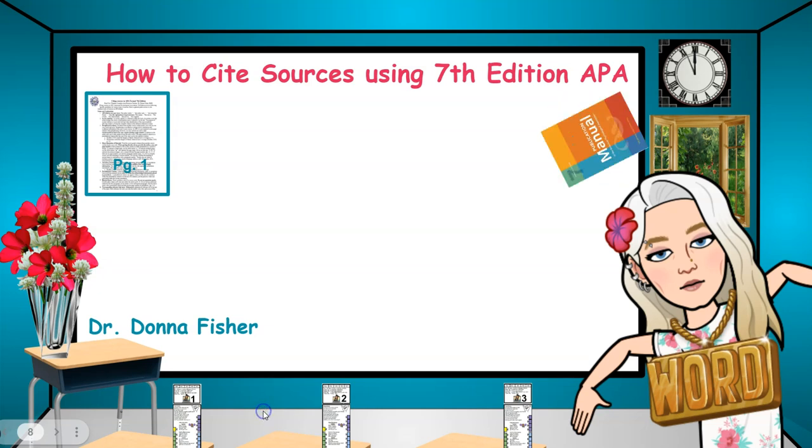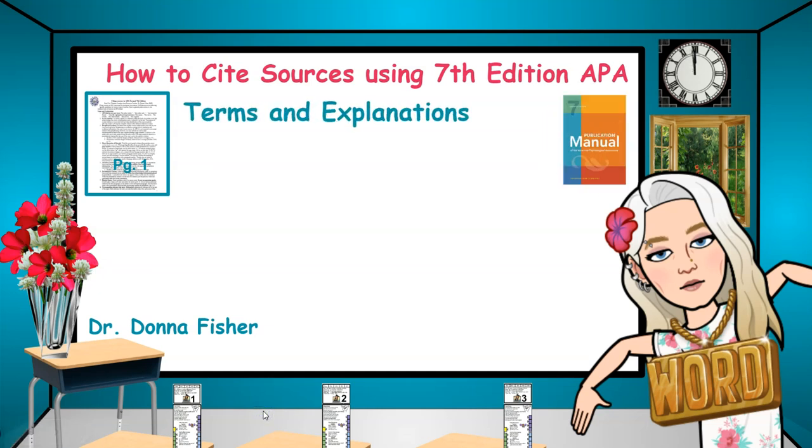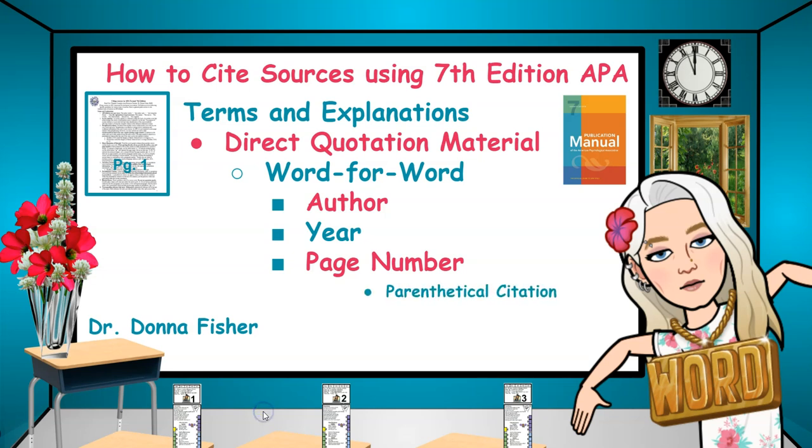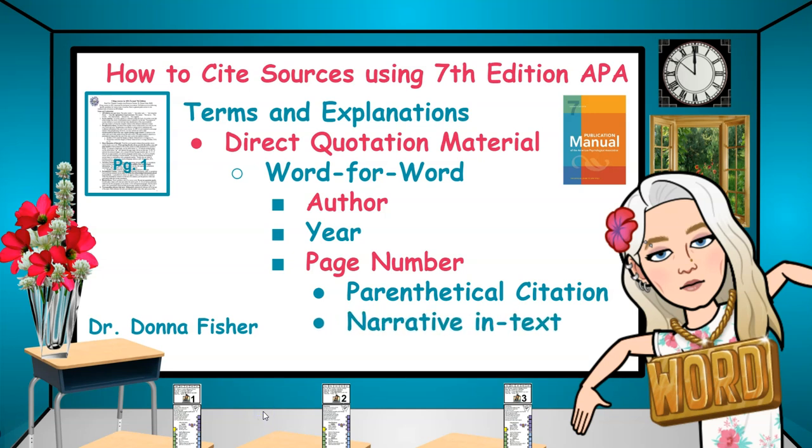Direct quotation of material. That is word-for-word quoted evidence from another source that is written inside your work. When quoting directly, always provide the author, the year, and the page number of the quotation in the text citation, in either a parenthetical citation, which means in parentheses after the quote, or the narrative format within the body of text. So whenever you're using direct quoted material, you must include the page number. So now it's no longer optional.